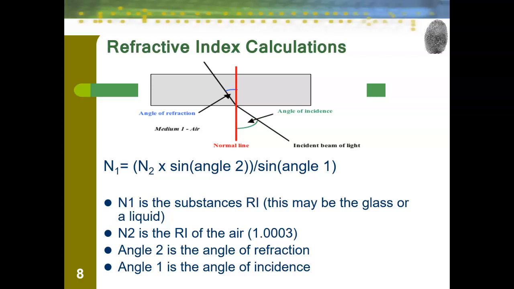Then you do the times the sine of angle 2. Angle 2 is our angle of refraction within the gray area, so after the beam has bent. And that is divided by the sine of angle 1, which is our angle of incidence, the original angle of the light beam towards the normal. And we can do that calculation to calculate the refractive index of anything.